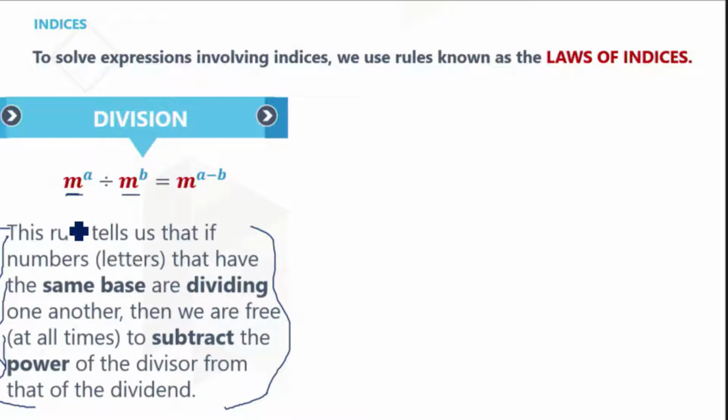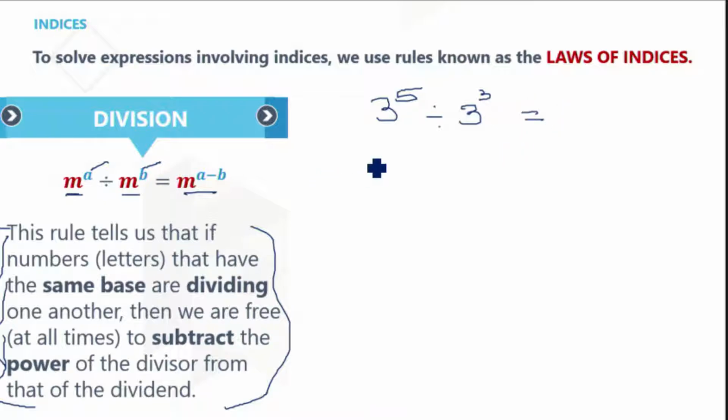Here we can see that these letters have the same base. We have M and we have M. So what can we do with their powers? We subtract the power of the divisor from that of the dividend, and that's exactly what you see here: M raised to the power A minus B. We're going to solve an example using this rule, and we're going to verify the example. So we have 3 raised to the power 5 divided by 3 raised to the power 3.